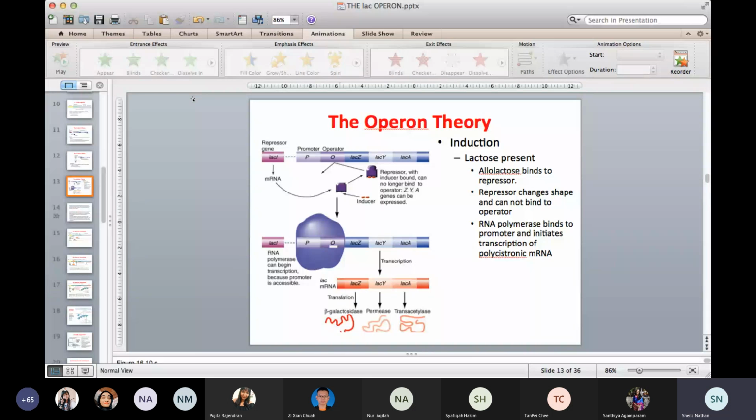Okay, so this is the inducer. The inducer is your allolactose. Allolactose is going to bind to the repressor molecule, which is Lac I. Now, when the repressor binds to the allolactose, what happens to the repressor molecule is what we call a conformational change. Conformation refers to structure.